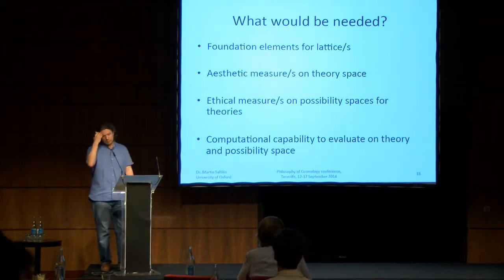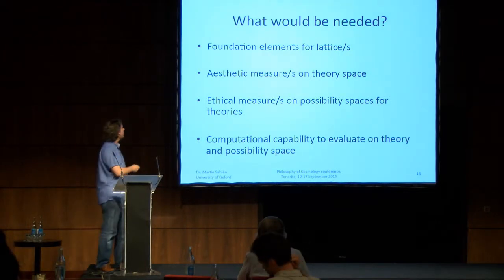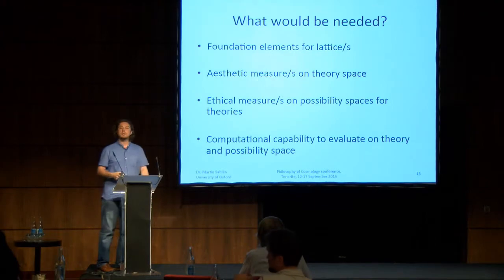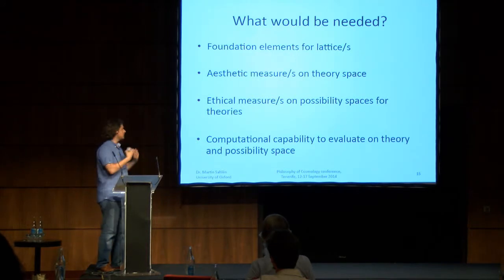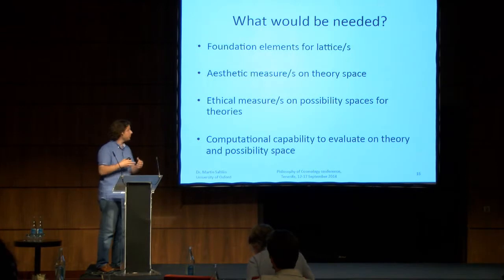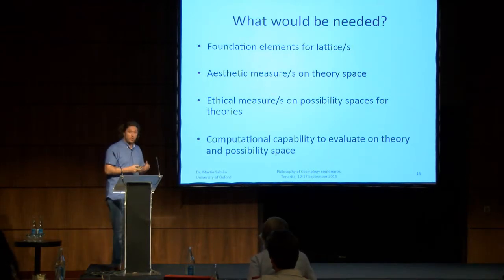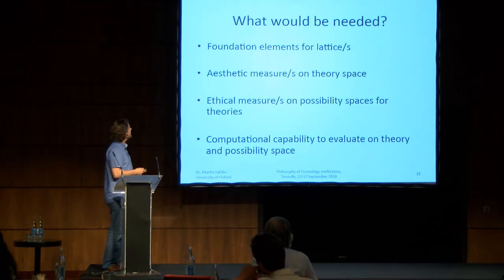What would be needed to make this kind of construction work? One would need, of course, foundation elements for these lattices of models, how to represent them, some aesthetic measure on the theory space, equally some kind of ethical measure on the possibility space, and then computational capability to actually evaluate this, because I think that may be one limitation in this.